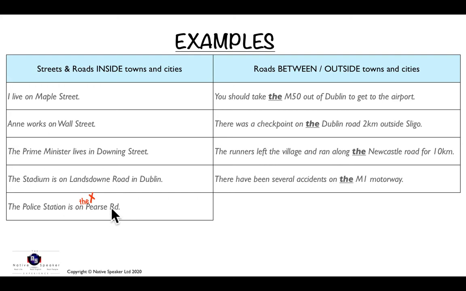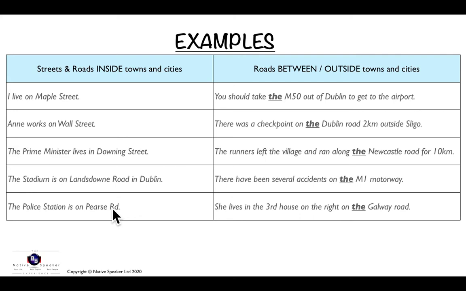And here we see an abbreviation of road. Sometimes on addresses, people write RD. I don't know why they abbreviated a word with only 4 letters, but they did. So if you see RD, you know that it means road. Don't put in "the", because it's inside the town, so take that out.